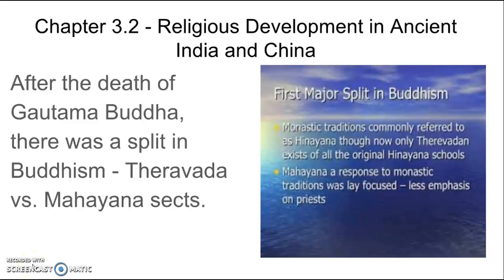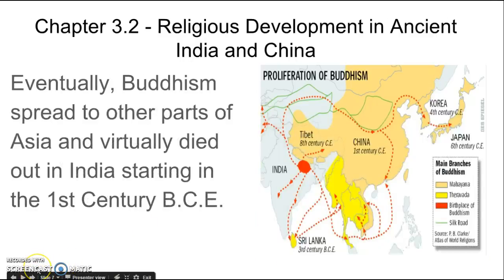After the death of Gautama Buddha, there was a split in Buddhism. The Theravada and the Mahayana sects. And that was the first major split in Buddhism. Next slide. Eventually, Buddhism spread to other parts of Asia and virtually died out in India starting in the 1st century BCE. So it's ironic that Buddhism had its start in India, but it had more impact elsewhere, like in China, Korea, and Japan. Next slide.